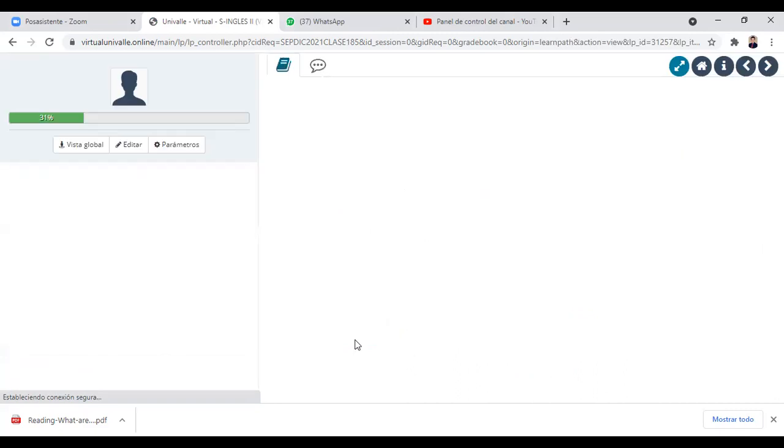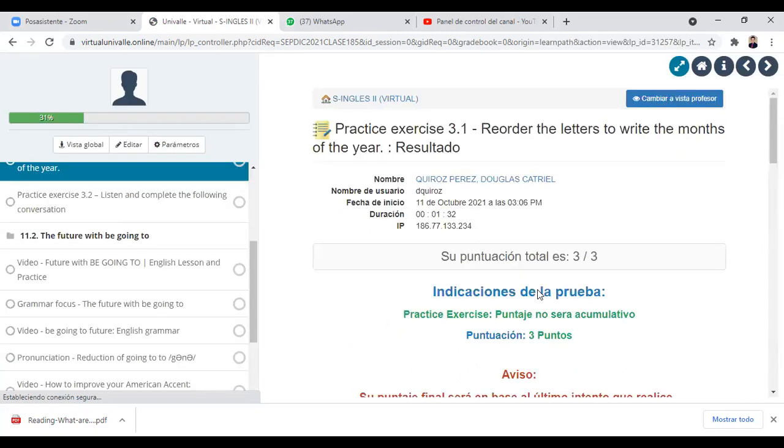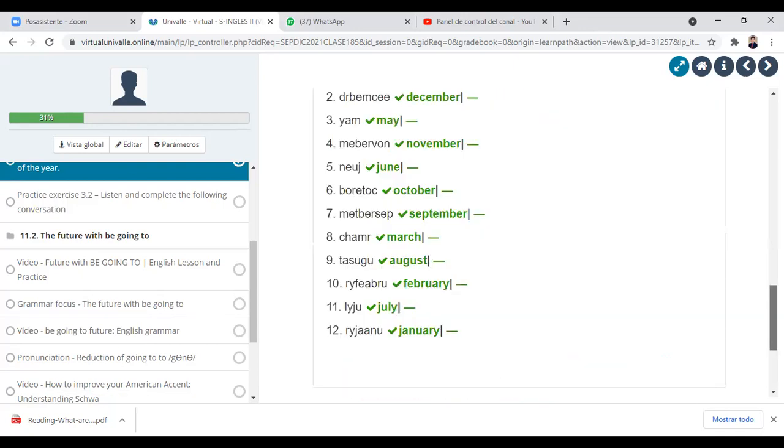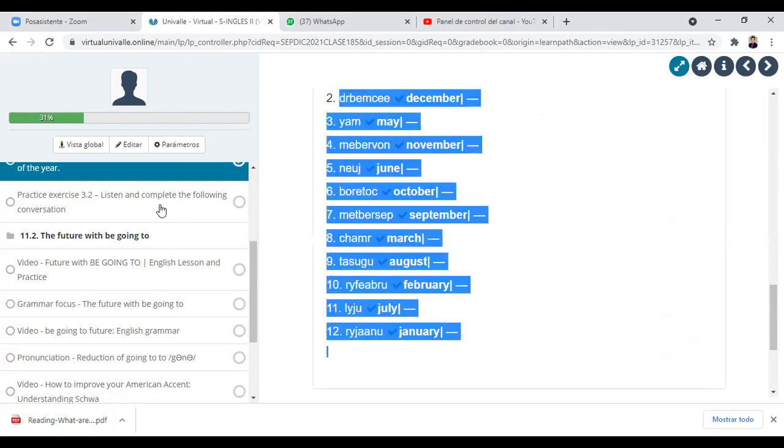So it means that all of them are correct answers. Something that I want to explain to you is that even here, what you score is not cumulative, because it's a practice exercise. It's just to reinforce what you previously learned in the first section, which is vocabulary. So these 3 points are not cumulative. It's just to practice and reinforce your knowledge. All the months of the year are correct answers.